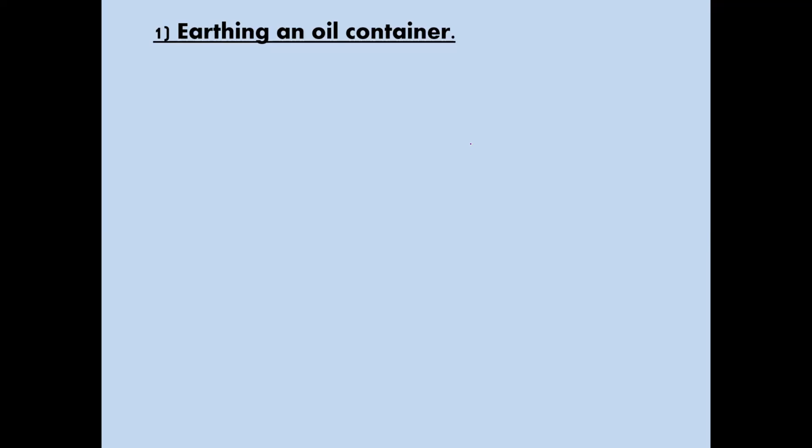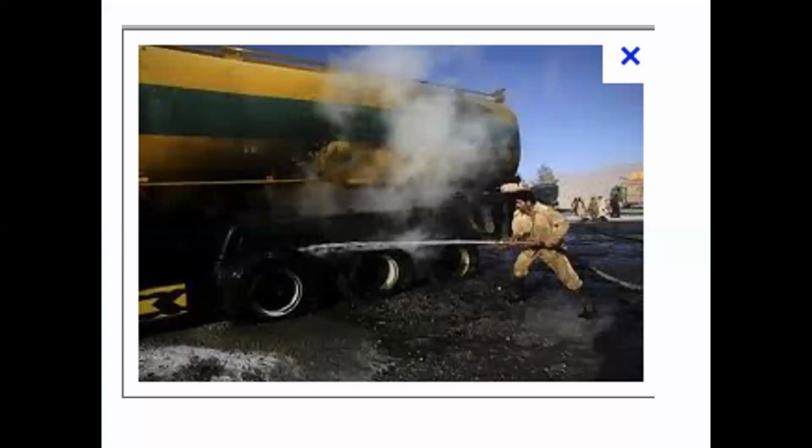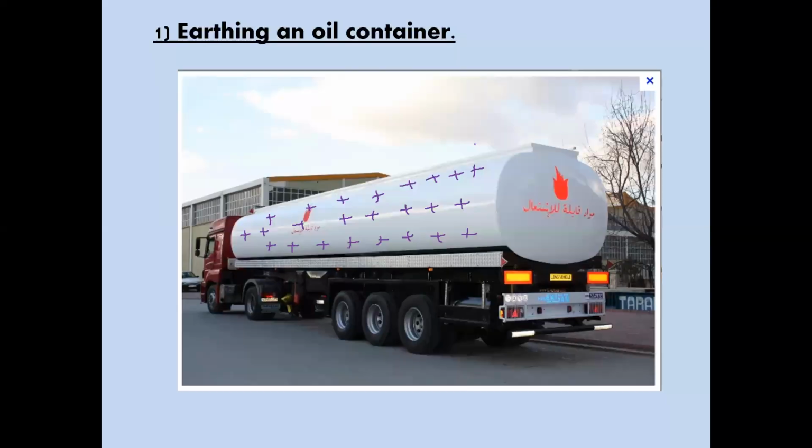Earthing an oil container. Oil containers carry a huge amount of flammable liquid, and when oil containers travel for long distances, their metal body gets charged due to friction. Look at the surfaces, now charged. Now, what is the danger when something is charged?